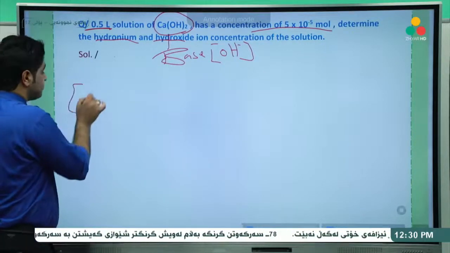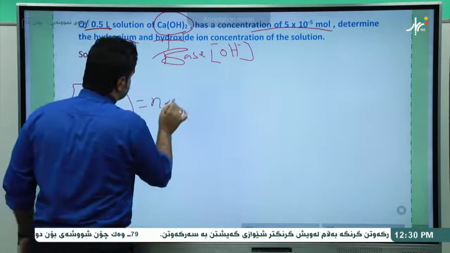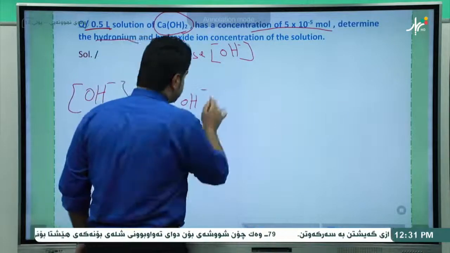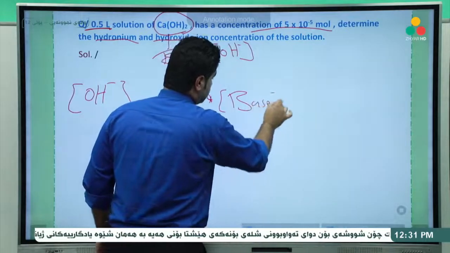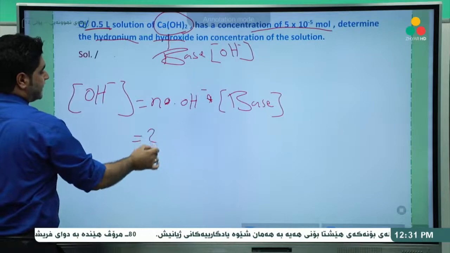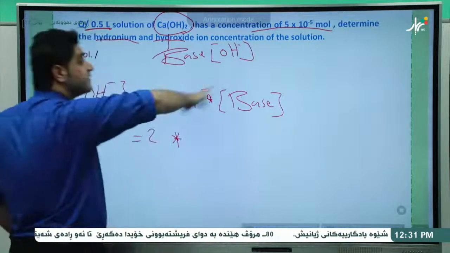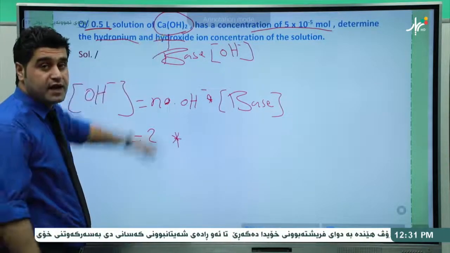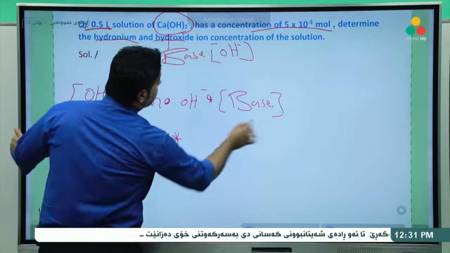So let's find out. [OH-] is equal to the number of OH in the base formula, times the concentration of the base. Now we have 2 hydroxide ions in this formula, or in the dissociation reaction. It's not ionization, it's an ionic compound, so we have a dissociation reaction. Well, times 2. Oh, teacher, we need the molarity.